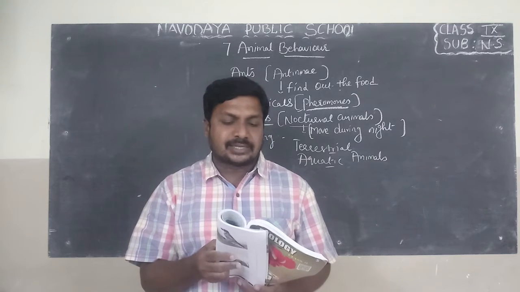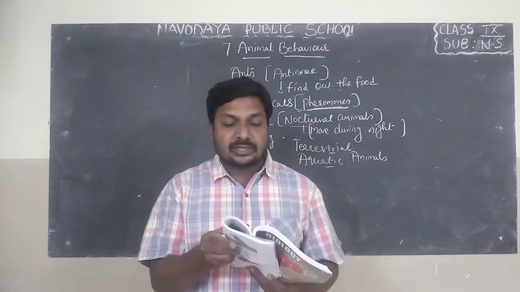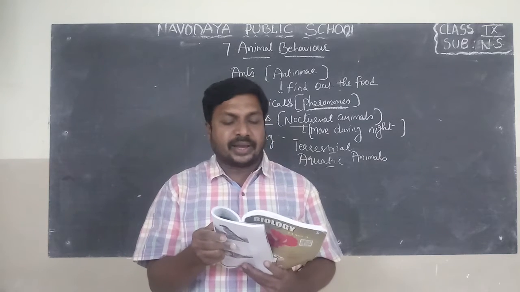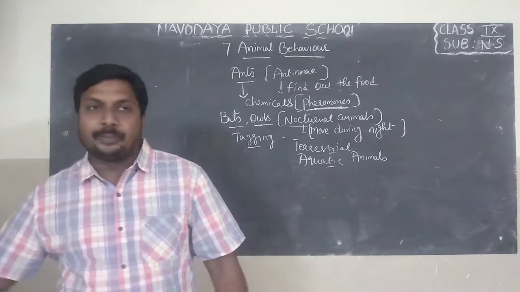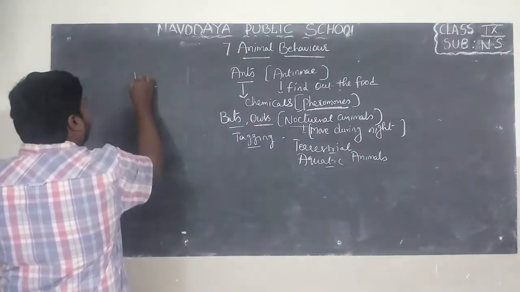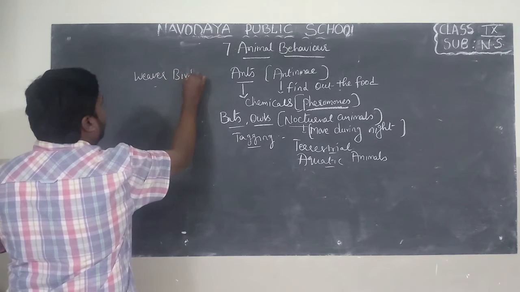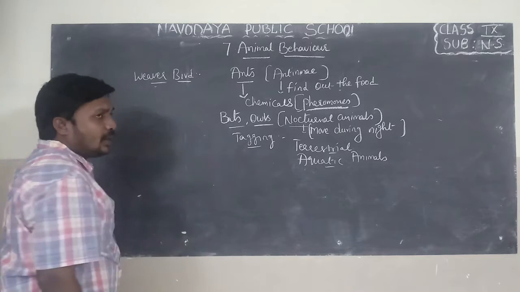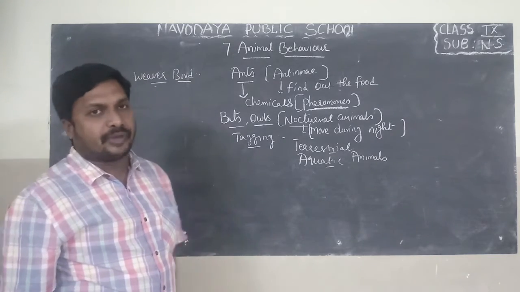Let us know some interesting behavior which reflects the intellectual abilities of animals. It is very interesting. Now, I will explain some animal behavior. One is the weaver bird. It is a bird which builds its nest in an interesting way.